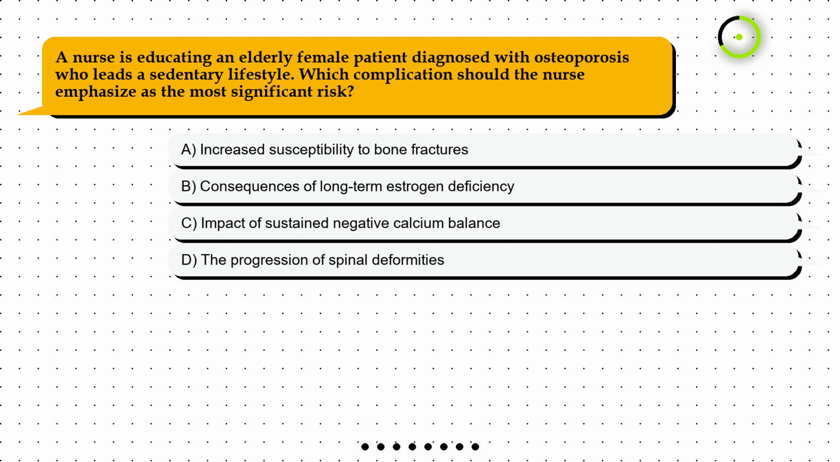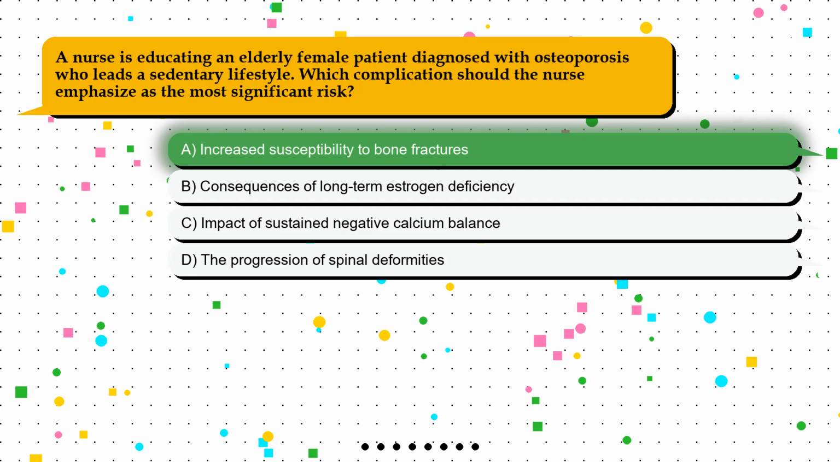Which complication should the nurse emphasize as the most significant risk? Option A, increased susceptibility to bone fractures. Option B, consequences of long-term estrogen deficiency. Option C, impact of sustained negative calcium balance. Option D, the progression of spinal deformities.